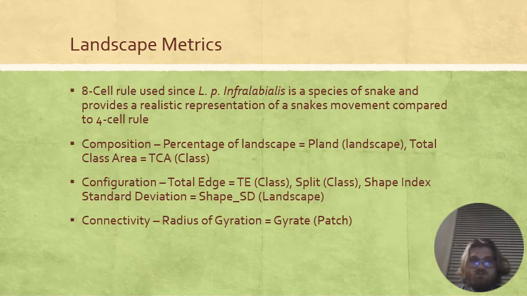For my 3 C's, for composition, I chose percentage of landscape using pland at a landscape level, total class area, TCA, at a class level. For configuration, I used total edge, TE, and split, both at class levels, and the shape index standard deviation, shape SD, at landscape level. For connectivity, I only use radius of gyration through gyrate at a patch level.